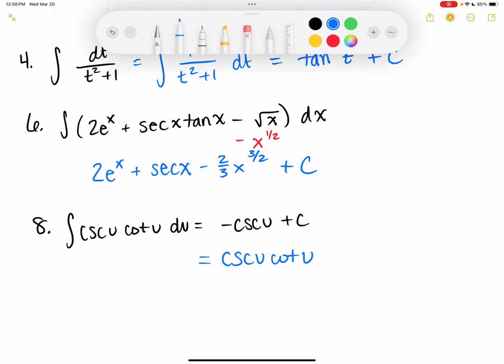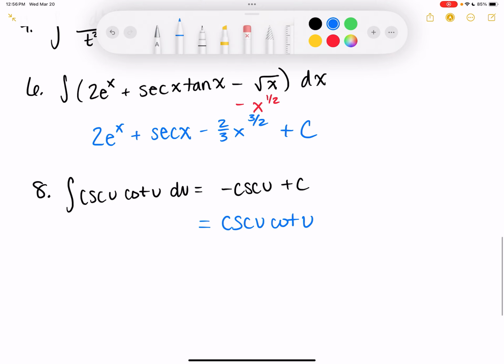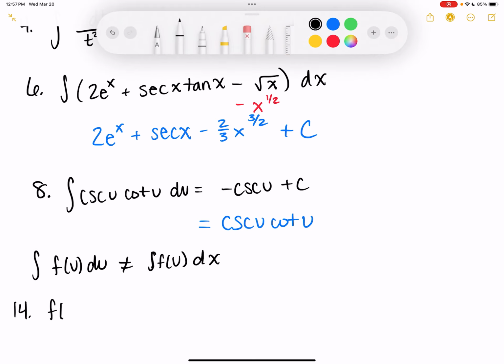These next problems, I'm going to give you what the instructions say first and then the problem. Verify that the integral of f of u du is not equal to the integral of f of u dx. Then this problem, number 14, is f of u is equal to u squared, and u is equal to x to the 5th.